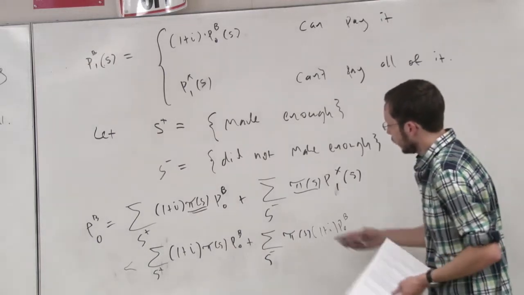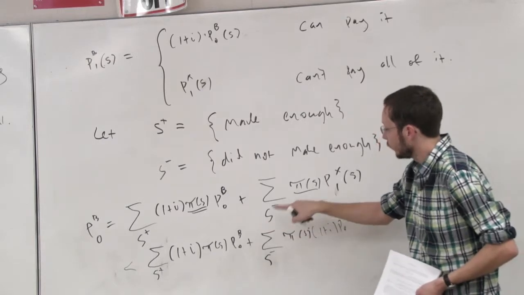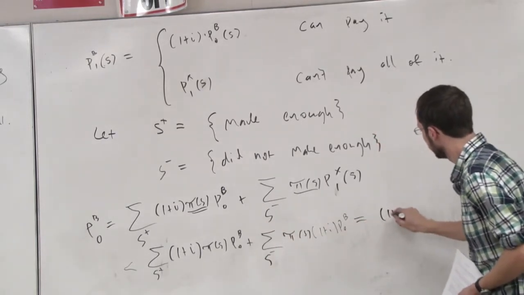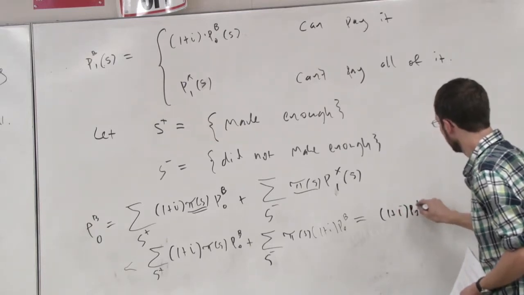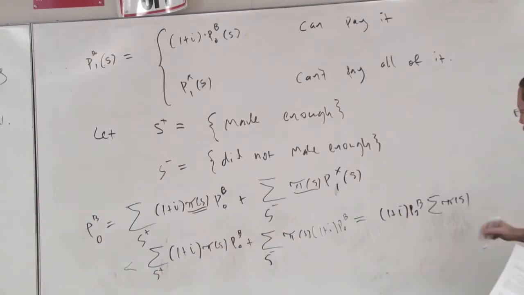And what you'll notice is that this is simply the sum 1 plus I P naught B times the sum of the pi s's. But what was the sum of the pi s's? One.